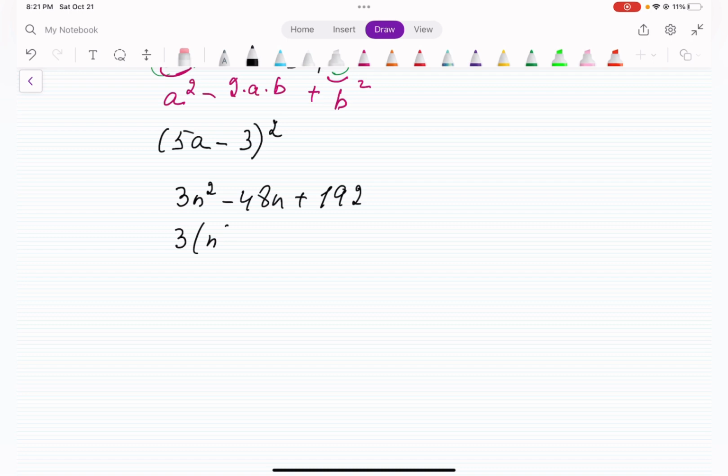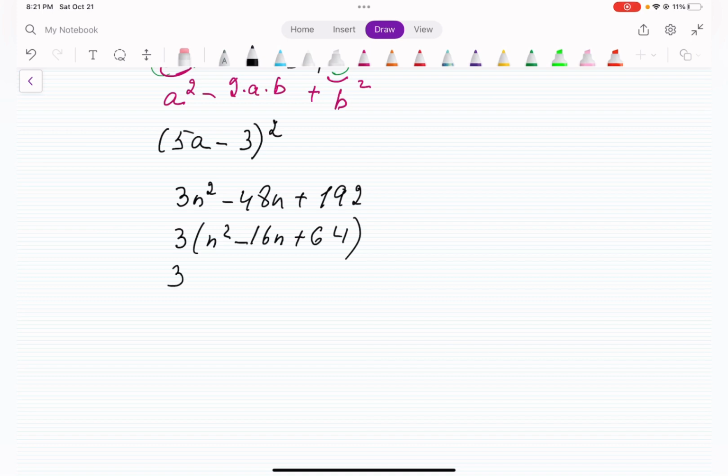I will have n squared. 48 divided by 3 is 16. And 192, let me see. 1 plus 9 is 10. 10 plus 2 is 12. Yes. 12 is divisible by 3. Therefore, 192 I can divide by 3. And it's going to be 64. There we go. Okay, so 3 is going to stay.